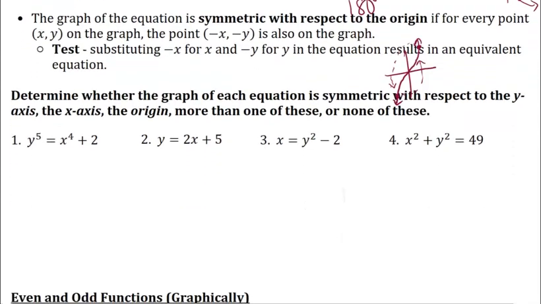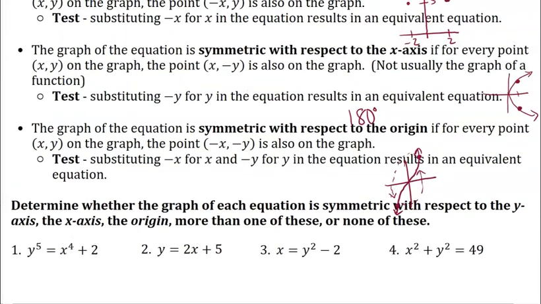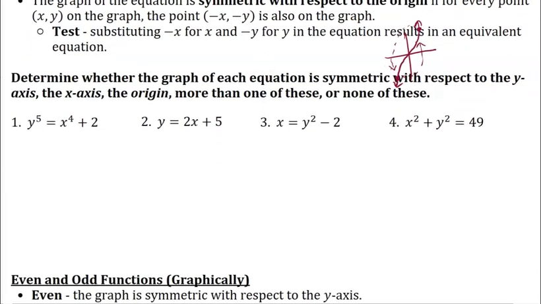Okay, so let's start by looking at these equations to determine if we have symmetry with respect to the x-axis, the y-axis, the origin, more than one or none. Okay, so remember the test, we can plug in negative x or y values, or both, okay, to determine symmetry. So let's start by plugging in a negative x.